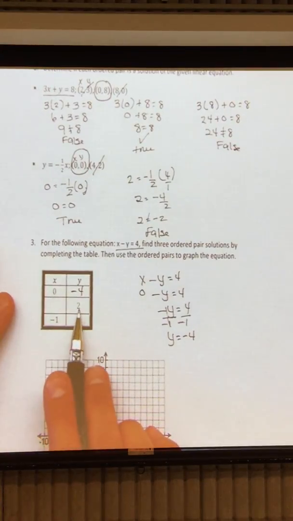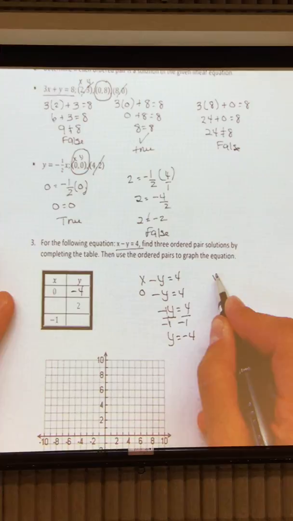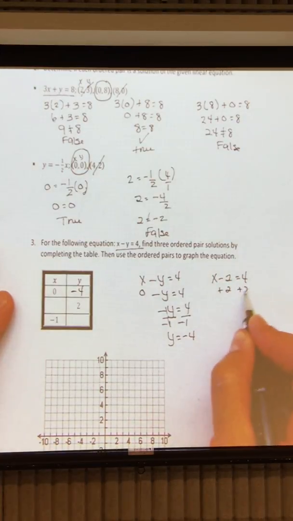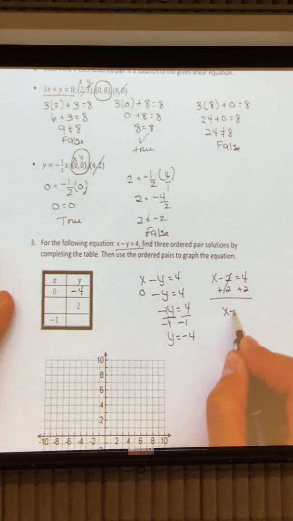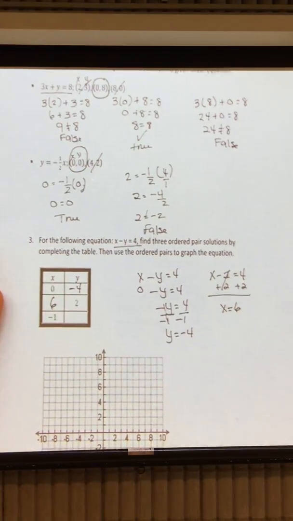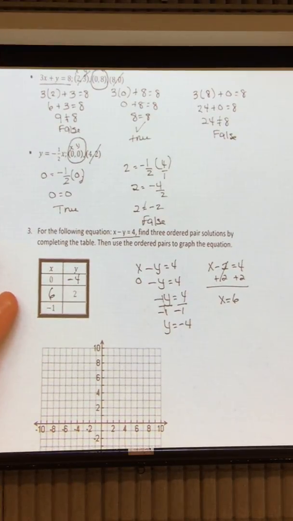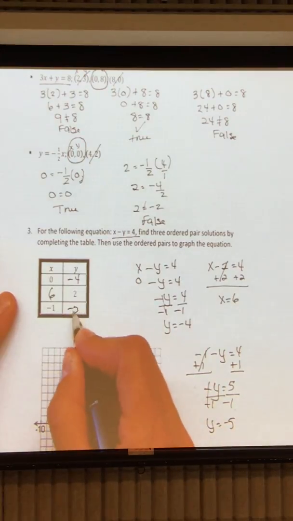Now let's substitute 2 into y. So we have x minus 2 is equal to 4. Combining like terms, we have x is equal to 6. And let's substitute negative 1 into your x. We have negative 1 minus y is equal to 4. Adding 1 to both sides, we have negative y is equal to 4 plus 1 is 5. Divide by negative 1. Y is equal to negative 5.